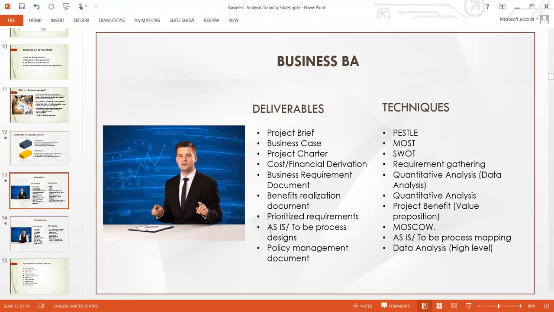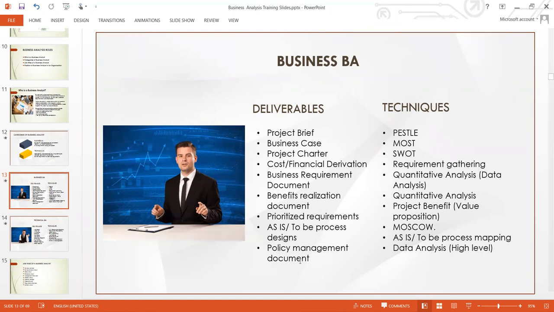Then you need to document the as-is and to-be processes. Just like I showed you guys in the process map, you need to be documented in a design with a diagram. You need to show it like that. People need to see your diagram, as-is and to-be processes. It's a must in business analysis.